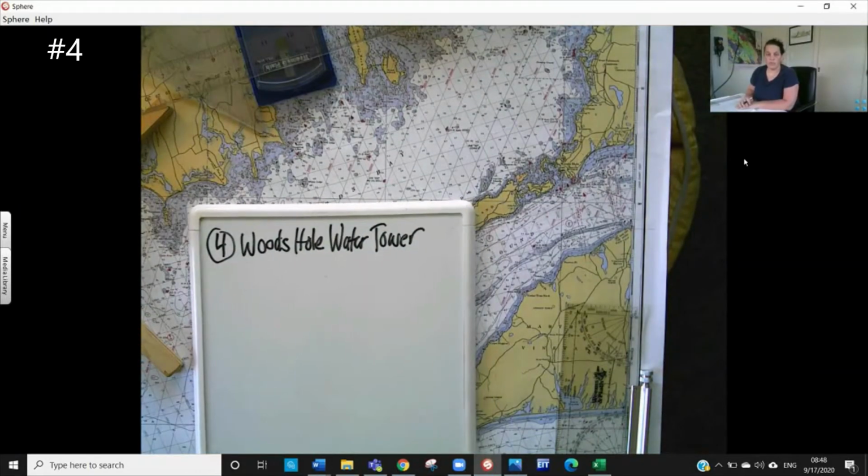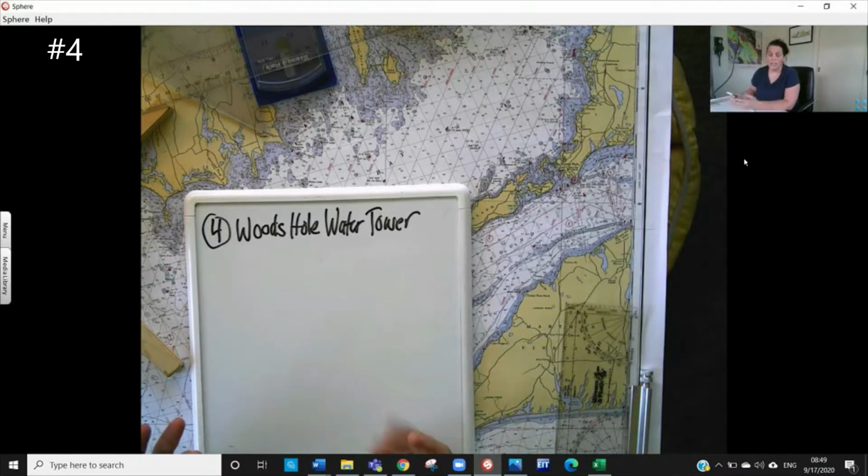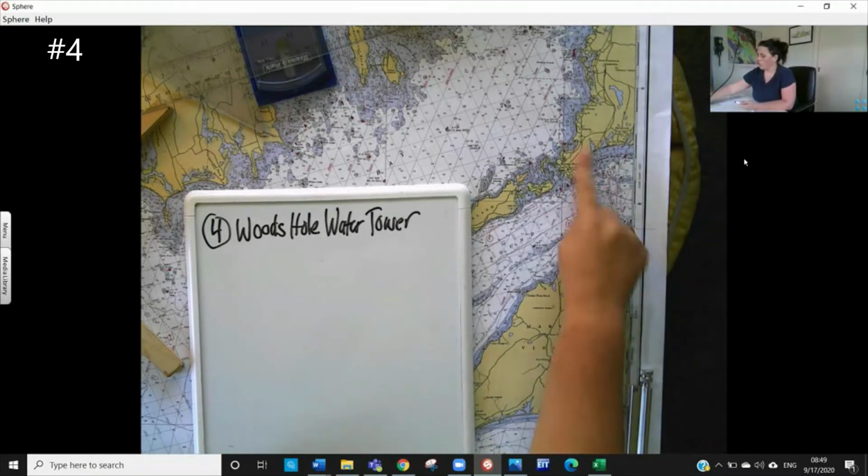Okay, number 4 is the Woods Hole Water Tower. So this is a prominent landmark. It's not a buoy, but we can use it as an aid to navigation because it is a prominent landmark and it's on the chart. So this water tower wasn't designed for navigation, but we can use it for navigation because it's a prominent landmark. So we're going to be in Woods Hole.